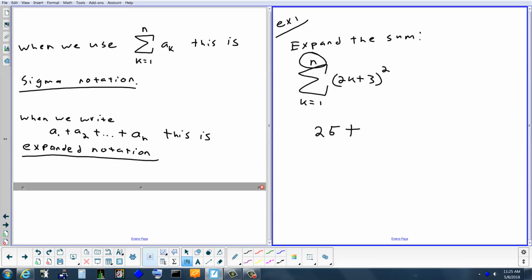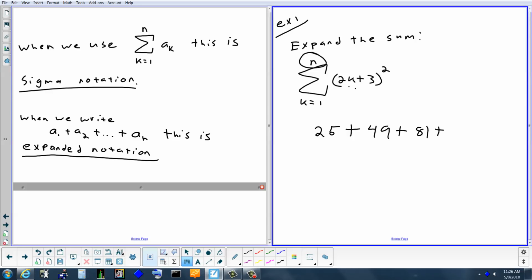25. Plus, Josie, what's the next number I plug in for k after 1? Just do the next 2. 2. So now 2 times 2? Plus 3? 7. And then we square it? 49. Plus, let's do one more, and then we'll go to the last one. Josh, after 2, what do I plug in for k? 3. 2 times 3? 6. Plus 3? 9. Squared? 81.